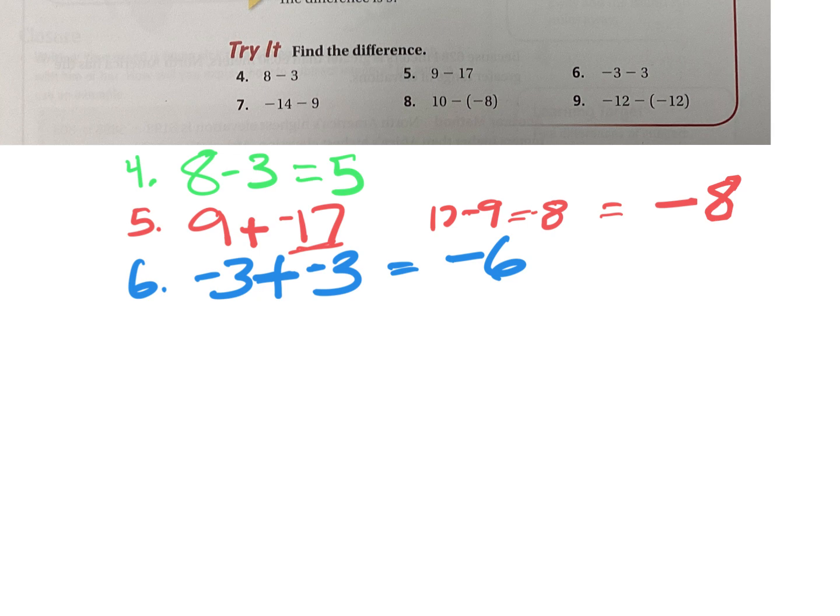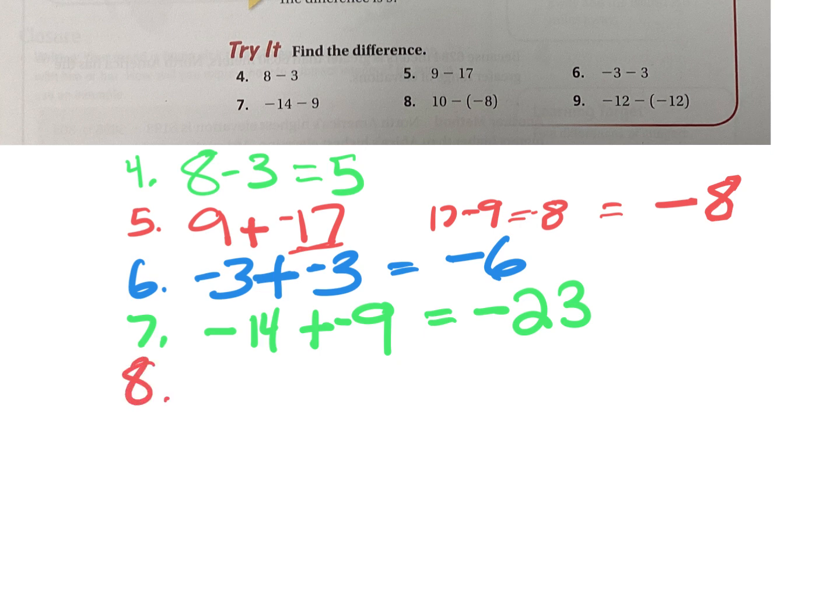Okay. Let's go to number 7. I have a negative 14 minus 9. Change that to addition and make that the opposite. So now I have a negative 14 plus a negative 9. Again, that's the same sign. It's two negatives. So the absolute values of those together, 14 plus 9 is 23. And because they're both negative, it's going to be a negative 23.